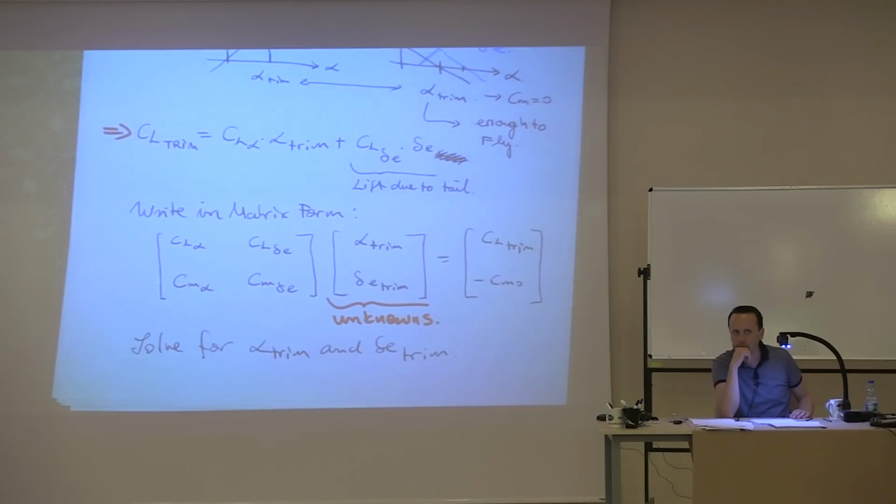Okay. So this is how you establish a trimmed flight condition in a longitudinal direction. We haven't looked at lateral yet. Okay, this is only longitudinal direction. So any questions? Okay, so let's stop here.